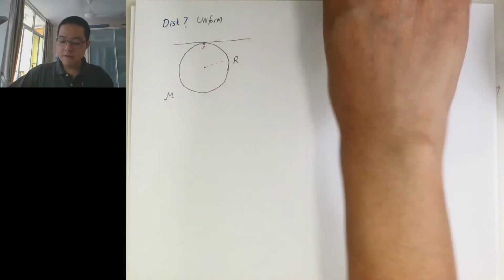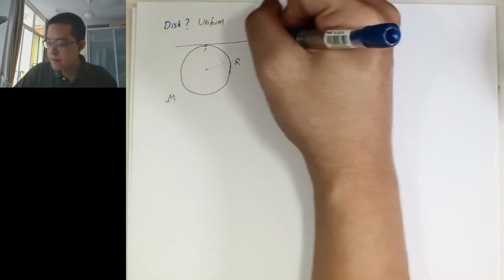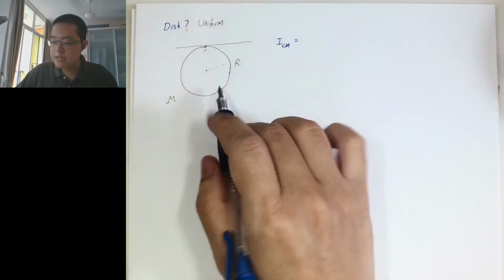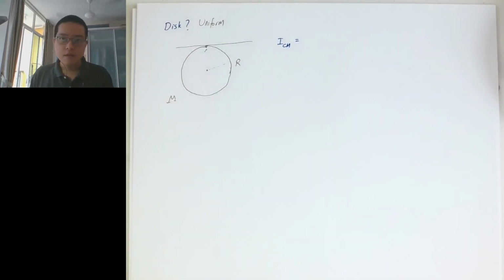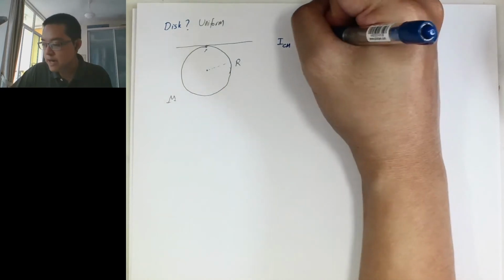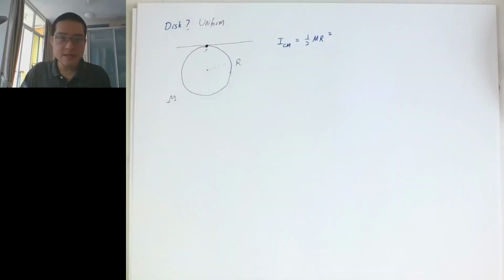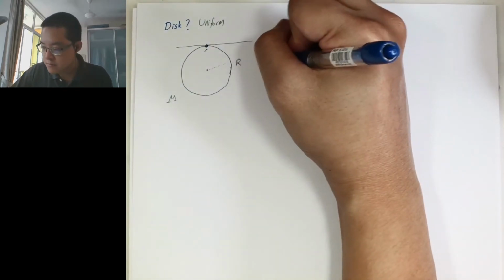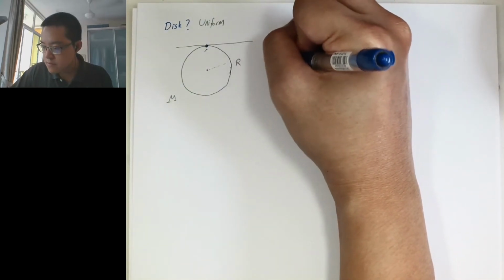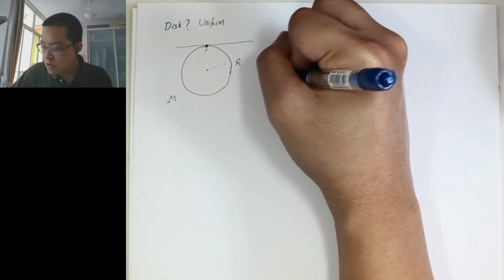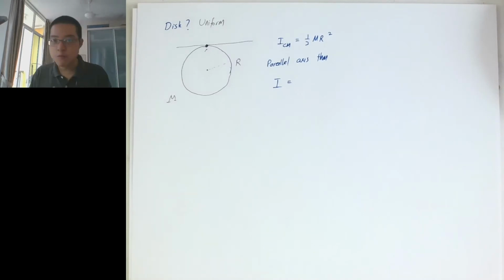For the uniform disk, first, we do know the moment of inertia passing through the center of mass. It is half mr squared. But the pivot here is not on the center of mass, right? Do you remember what we are supposed to do? We are supposed to use the parallel axis theorem. This is the important point: you need to use the correct moment of inertia.